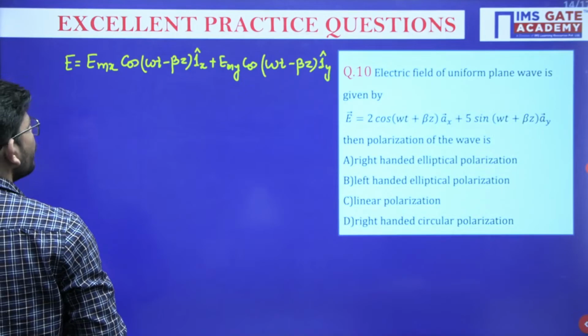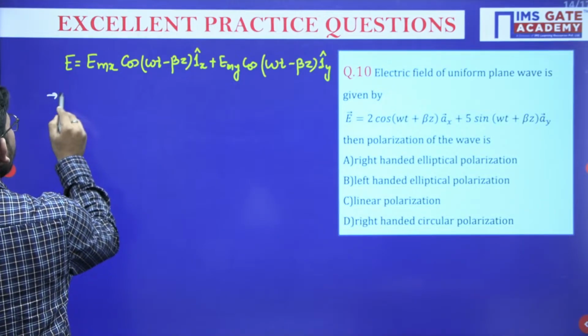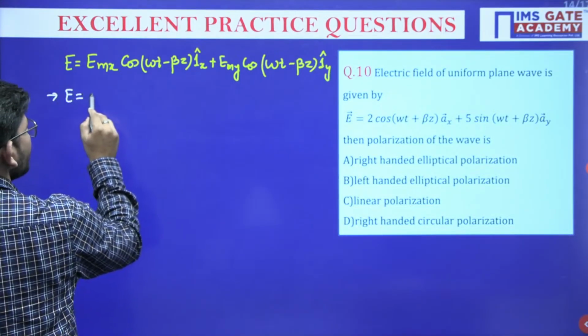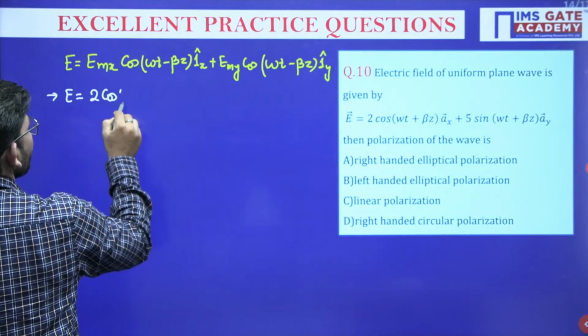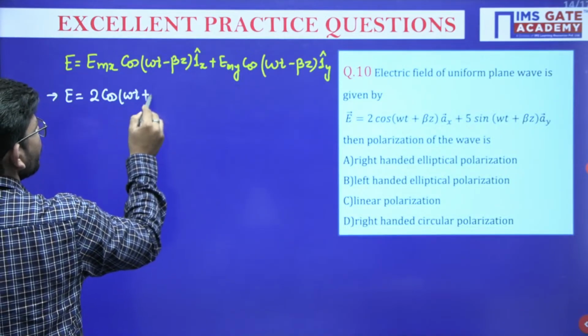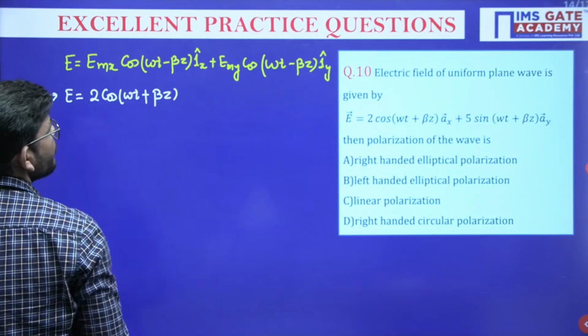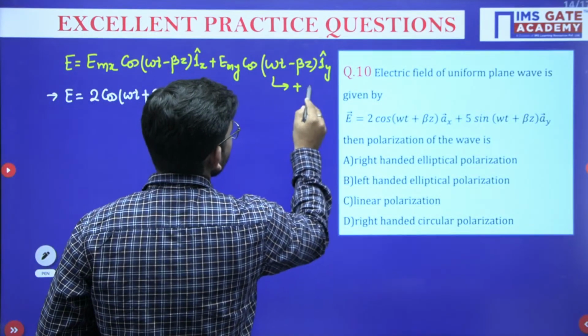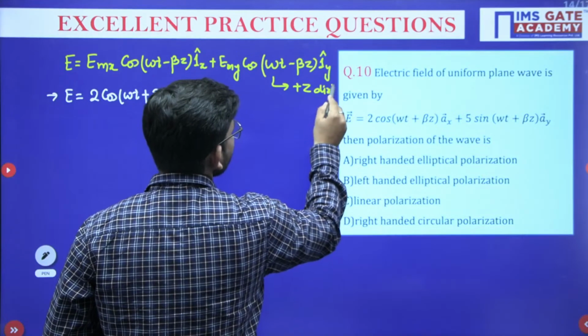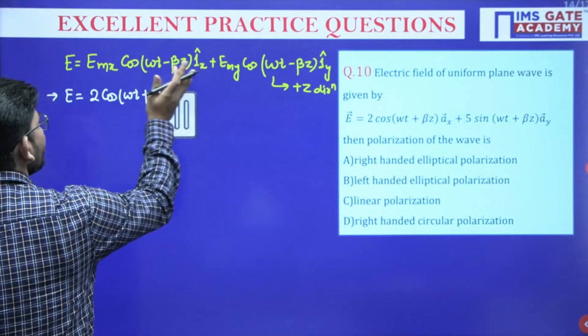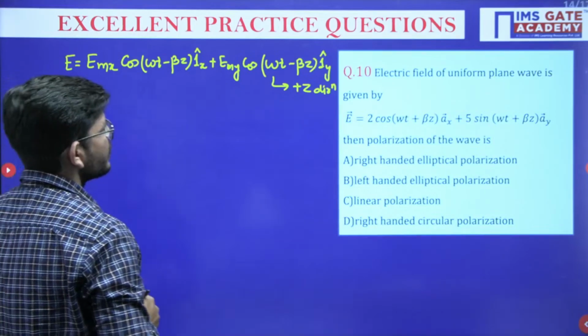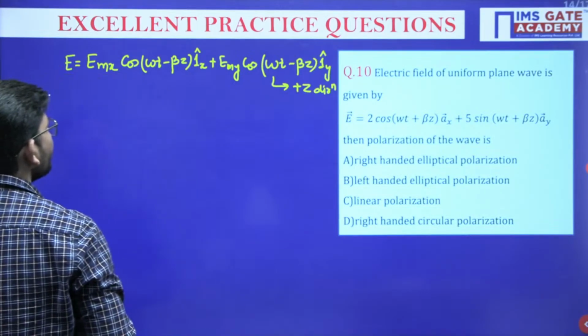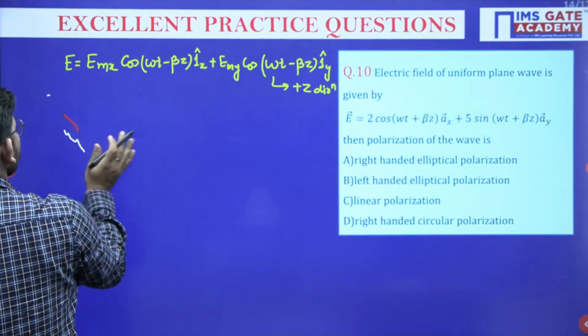Now what kind of field is given to us? We have been given that E is equal to 2 cos(omega t plus beta z). If this is the equation, that means the wave is traveling in the positive z direction.